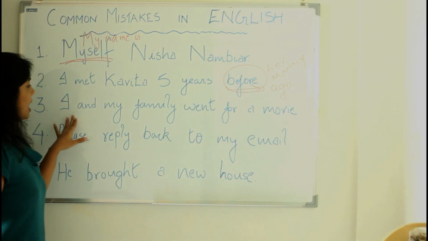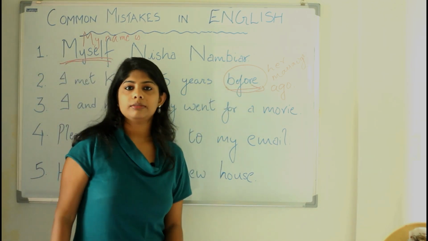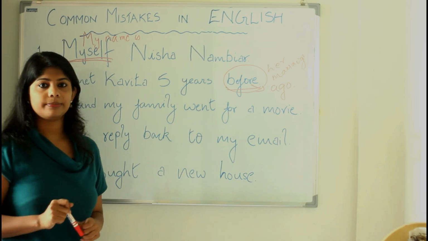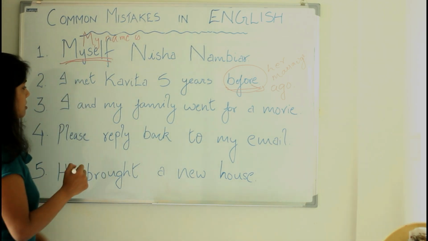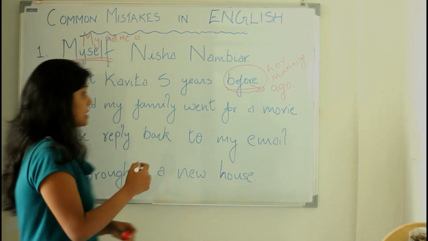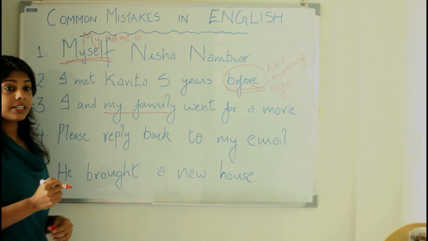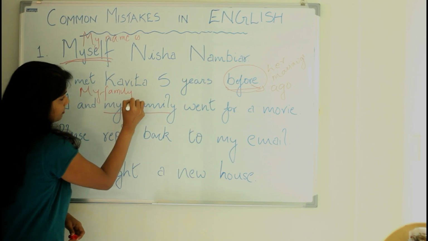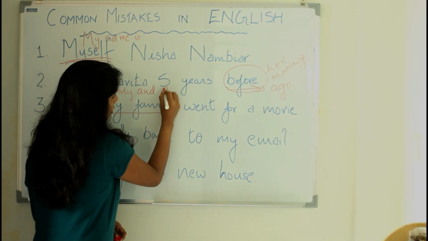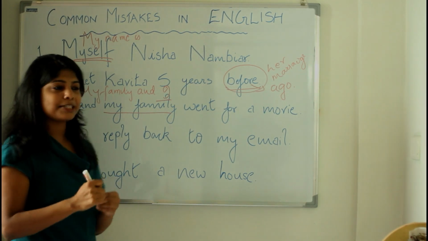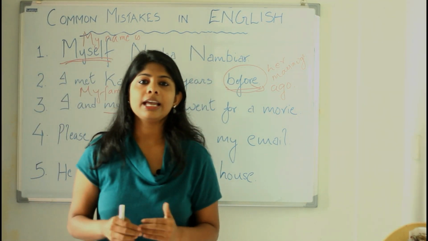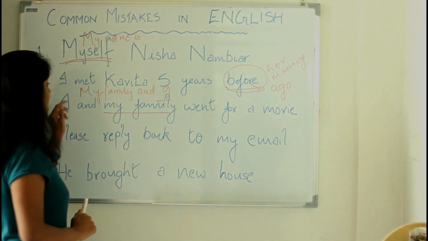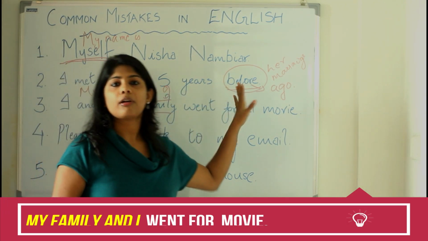Next one. I and my family went for a movie. Now, you will tell me that there is no mistake in this sentence. But there is. What is it? It is when you refer to other people, in this case you are referring to your family, your sentence will be my family and I went for a movie. You will always place yourself second or third if in case there are more people. In this sentence, the sentence will correctly read as my family and I went for a movie.